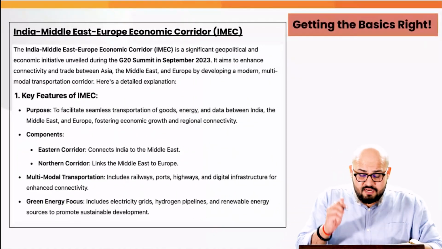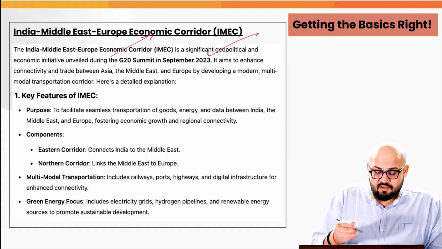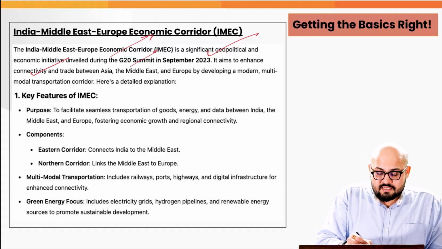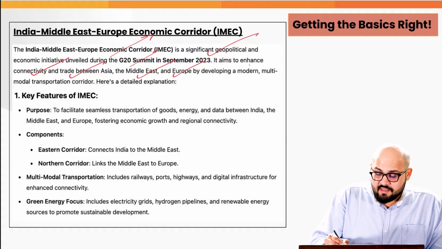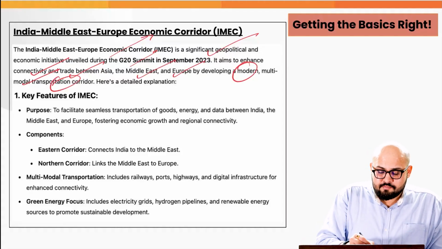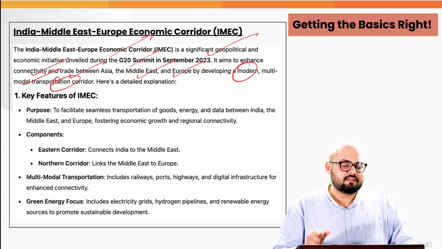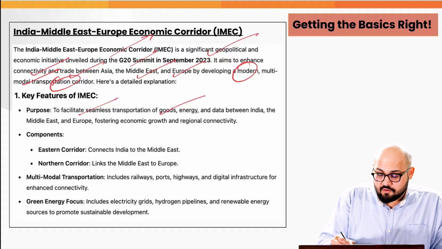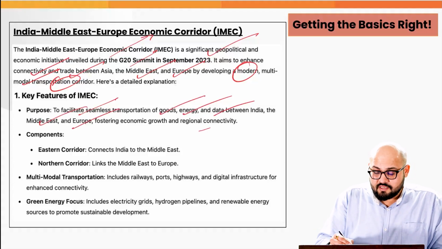Now, the India, Middle East, Europe Economic Corridor is a significant geopolitical and economic initiative unveiled during the G20 summit in September 23. It aims to enhance the connectivity and trade between Asia, Middle East, and Europe by developing a modern multimodal transport corridor. Remember, it's a multimodal, involves the road links, the rail links, and the sea route. Key features: to facilitate the seamless transportation of the goods, energy, and data between India, Middle East, Europe, and fostering economic growth and regional connectivity.